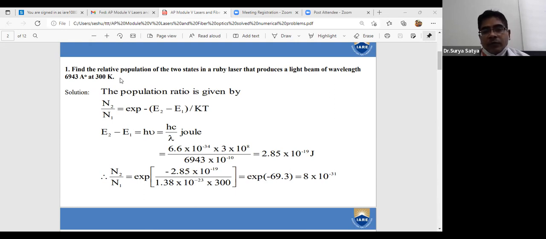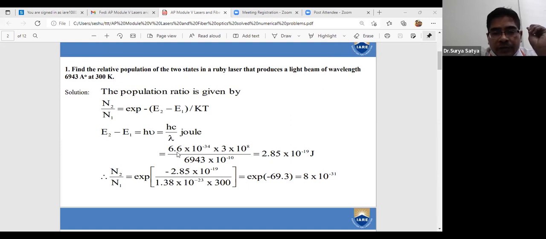We have an expression for population inversion, but the quantitative expression is not given, and we need to go for the numerical. So we need to understand the expression behind population inversion. The population ratio is given by n2 by n1 equals exponential of minus (e2 minus e1) by kT. We know that e2 minus e1 equals h nu, and h nu is nothing but hc by lambda.